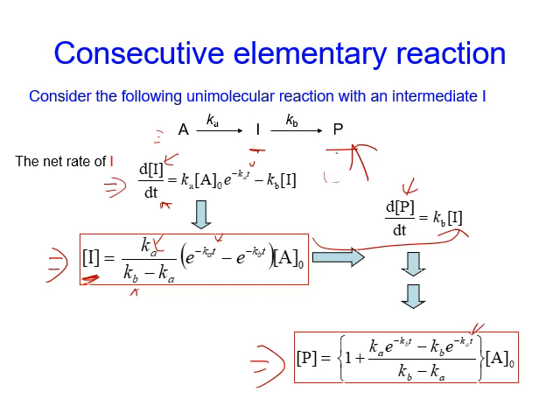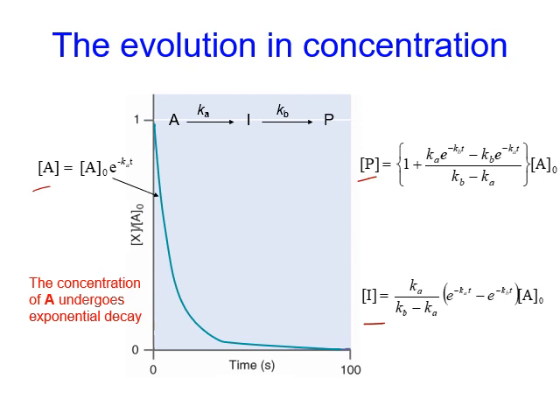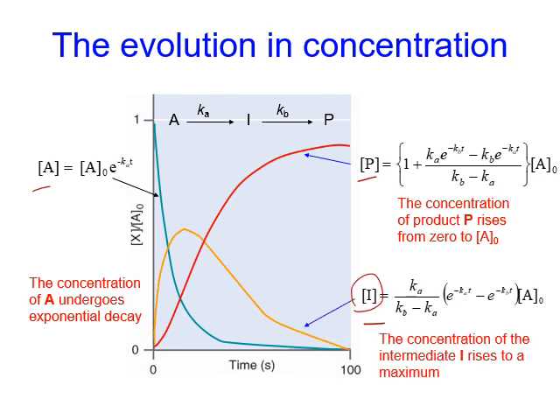Here are the results of the integral rate laws for the consecutive reactions: the reactant, the product, and the intermediate. Now let's plot them as a function of time. For the concentration of A, the reactant, we found that it undergoes an exponential decrease with time, and the final product increases with time. But the intermediate is kind of tricky. It first increases and then decreases.